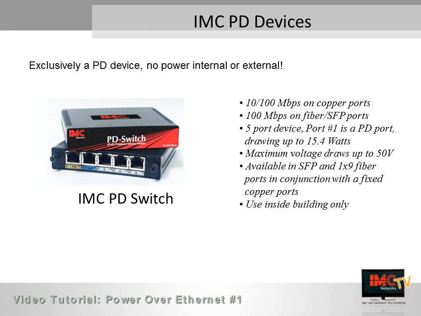The third IMC product is the PD switch. It's a 5-port device, and port number 1 is the PD or the power draw port. It relies exclusively on a power source to even operate. It's going to support a Type 1 power of up to 15.4 watts. The other 4 ports are 10-100 copper ports. There are also options of 3 10-100 copper ports and an SFP port or a fixed fiber port. Again, this product is used for inside the building only.